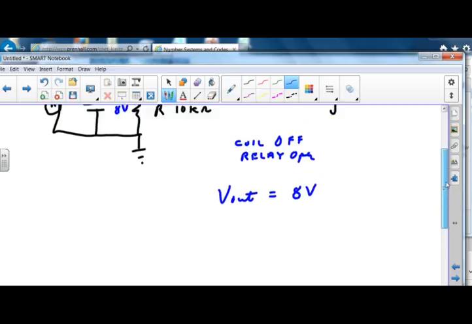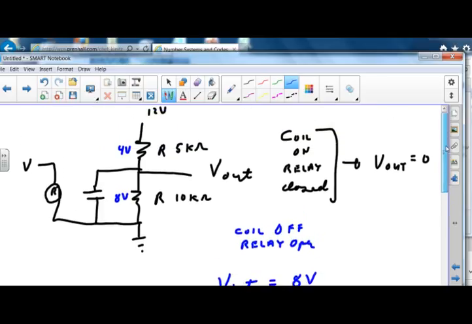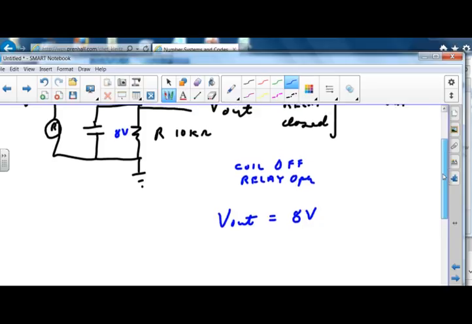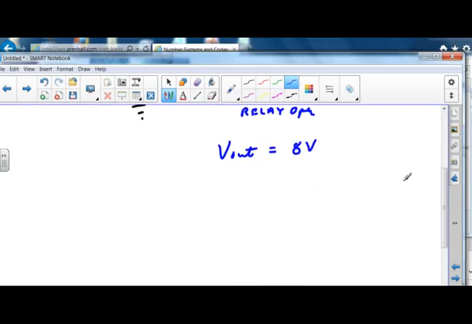So, that makes sense? How did you do the math to get that 8 volts? Well, you don't want to know. Your circuit analysis class will tell you that. Don't worry about it. So, the issue is, how do I do voltage divider? That's okay. We can cover it earlier.